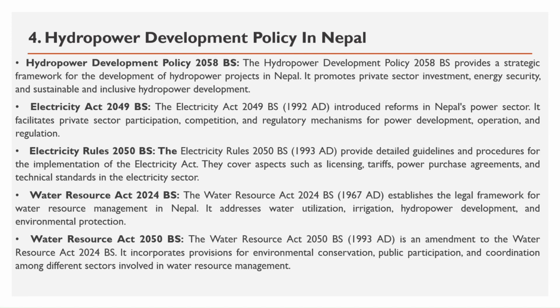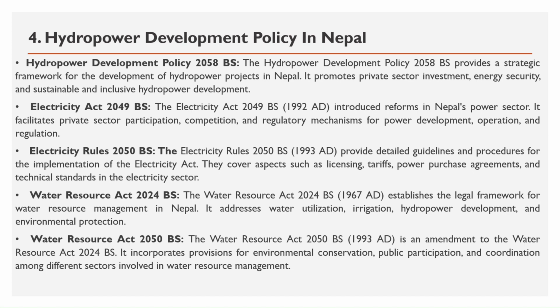Hydropower Development Policy 2058 BS. The Hydropower Development Policy 2058 BS provides a strategic framework for the development of hydropower projects in Nepal. It promotes private sector investment, energy security, sustainability, and inclusive hydropower development. Electricity Act 2049 BS. The Electricity Act 2049 introduced reform in Nepal's power sector. It facilitates private sector participation, competition, and regulatory mechanisms for power development, operation, and regulation.